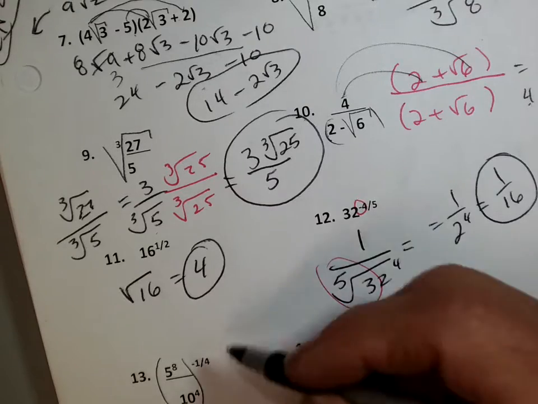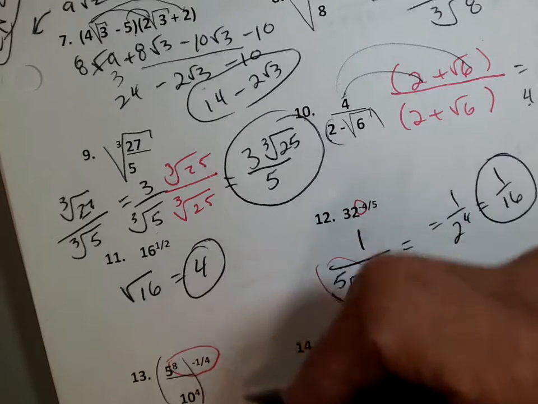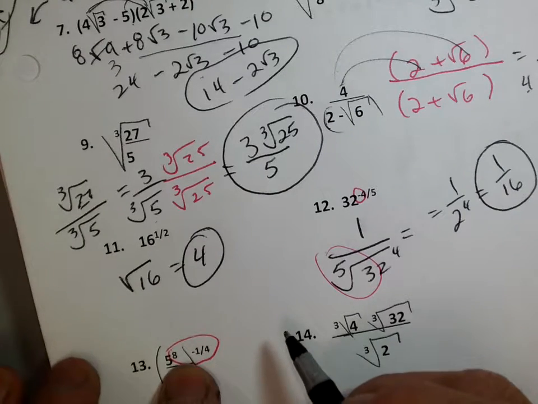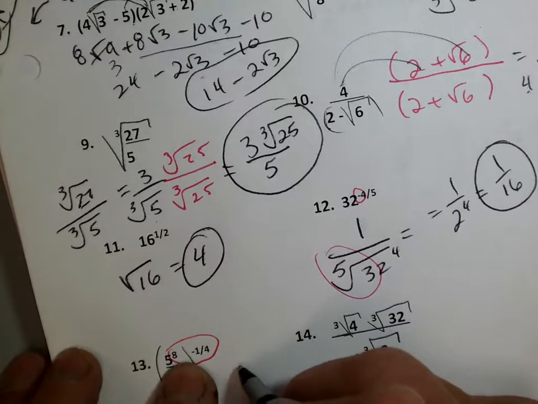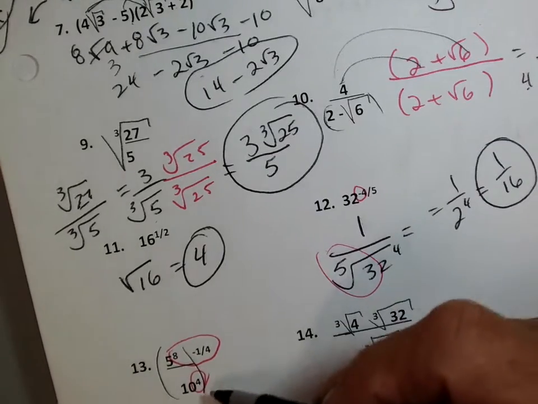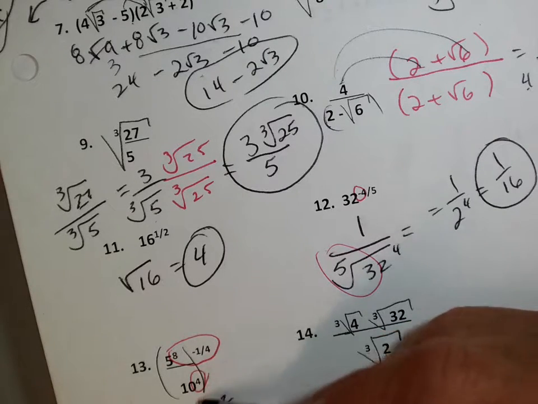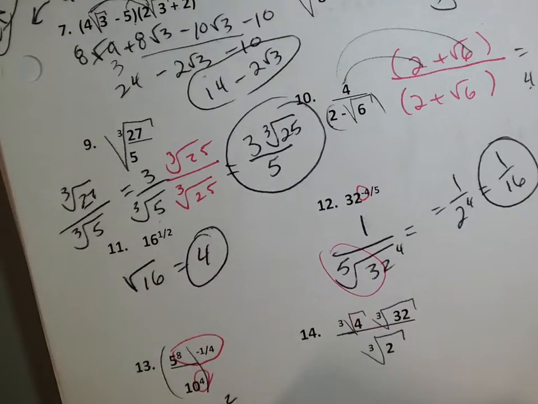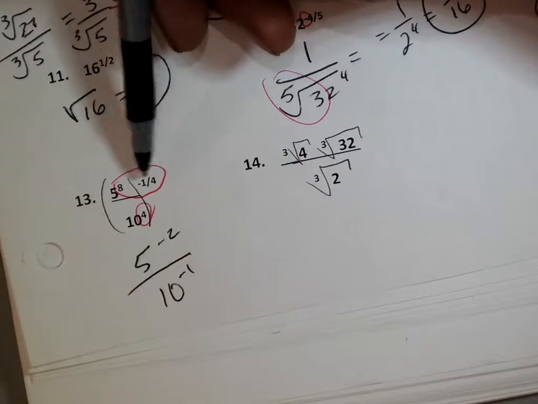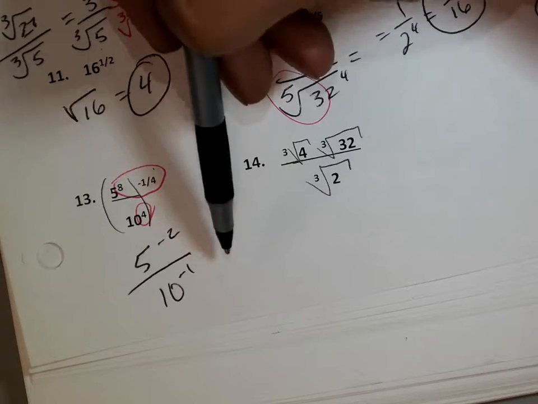13. So what I'm going to do on 13 is I'm actually going to multiply exponents. Okay, let's see if that makes a difference. So I'm going to go 8 times negative 1/4, which is a negative 2. So I'm going to have a 5 to the negative 2 power over 10 to the negative 1, because negative 1/4 times 4 is a negative 1. I just multiplied exponents.